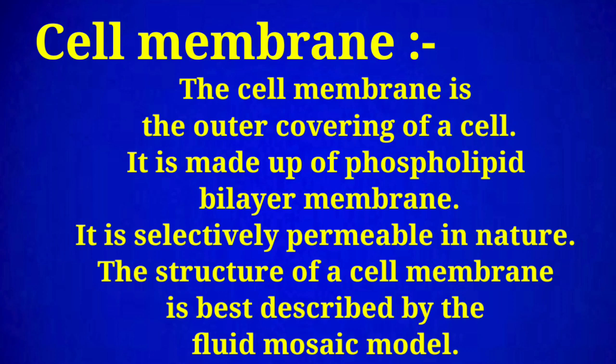Cell membrane. The cell membrane is the outer covering of a cell. It is made up of a phospholipid bilayer membrane. It is selectively permeable in nature. The structure of a cell membrane is best described by the fluid mosaic model.